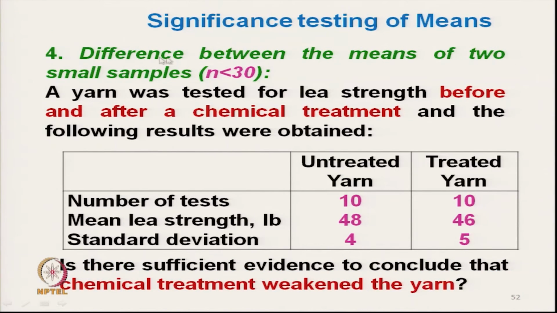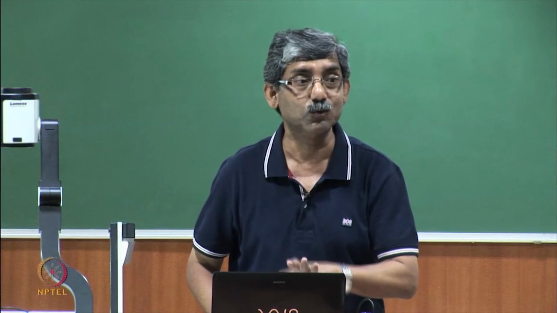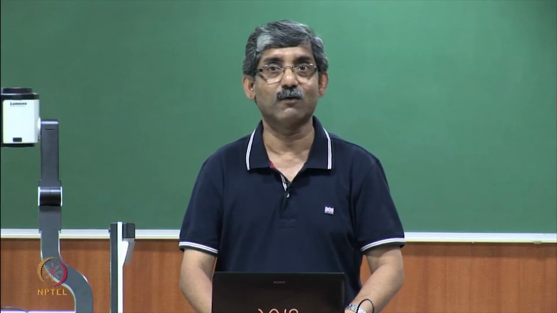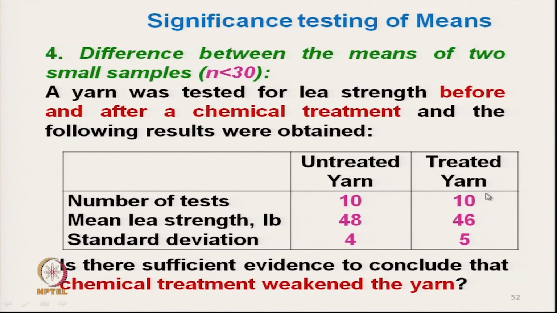Another problem is the difference between means of two small samples. Here the samples are smaller. In this case the only difference is that we have to calculate the degree of freedom. In the earlier case we used larger samples, so we used the degree of freedom as infinity. For small samples, the degree of freedom is n1 plus n2 minus 2. So, in this case we have to refer to the t test table for a degree of freedom of 18. For that we can test, and the rest of the steps are exactly the same.